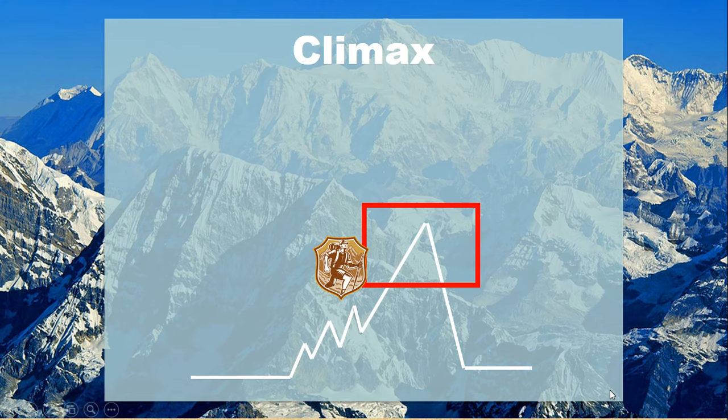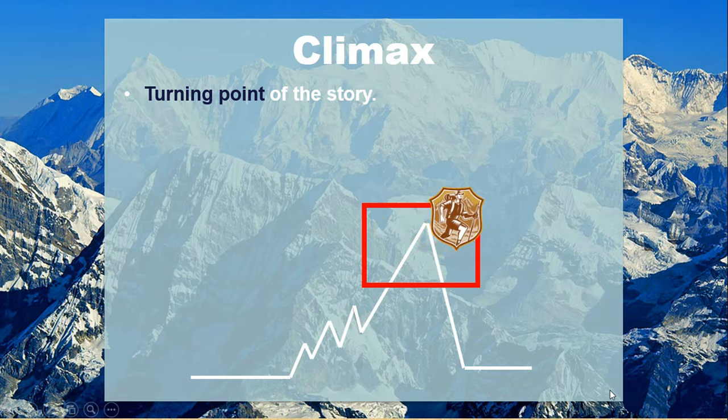The third and middle part of the plot diagram is called the climax. This is what the entire story revolves around. It's what we've been working to as readers and the characters have been trying to solve. Like the drawing shows with the direction of the lines, this is the turning point of the story. Everything we've been working towards comes down to this.